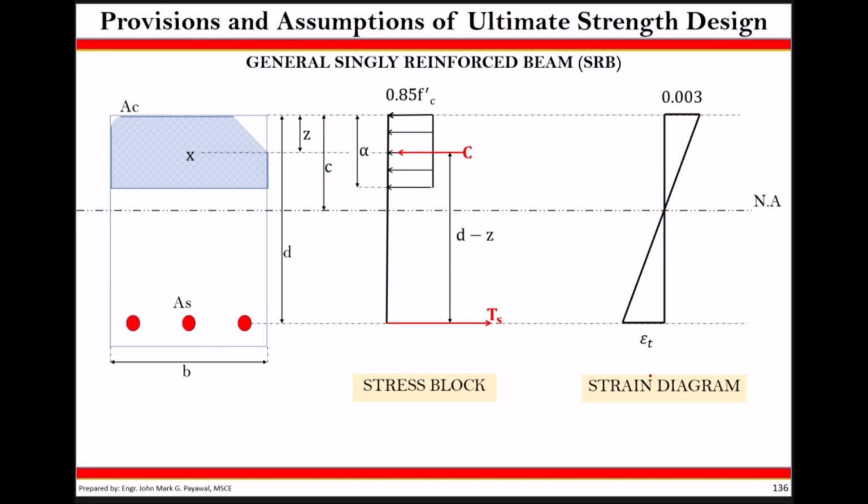So we will denote this as E sub T. Denoting that this one is the value of your extreme compression fiber to neutral axis, the remaining one here at the bottom would be D minus C. So this would be the basis of our basic equations for SRB. Again, we're particular depending on the area of your concrete. Now, the area of your concrete now is not limited to rectangular.